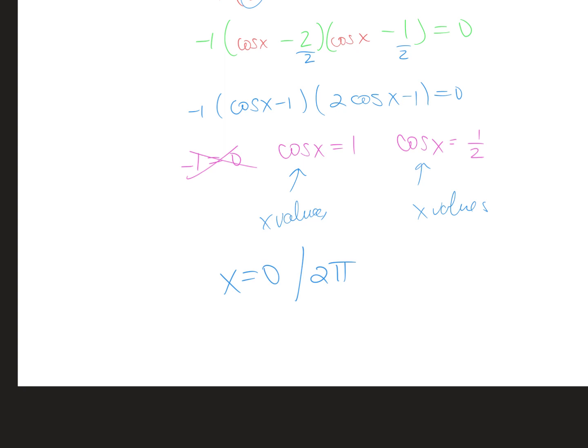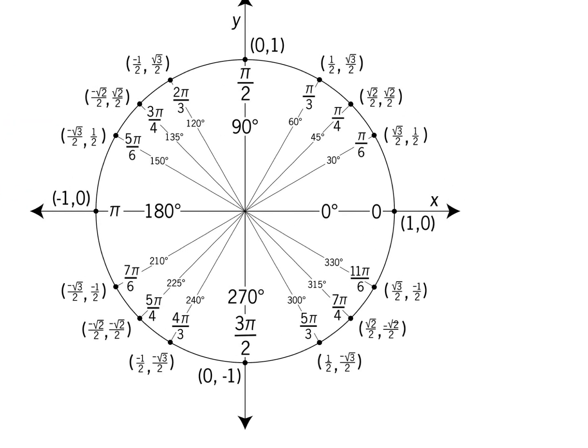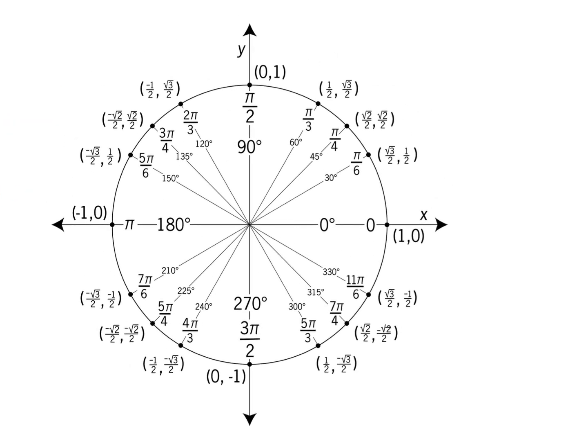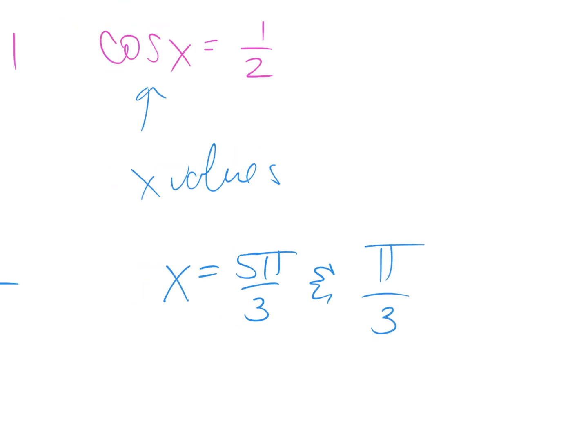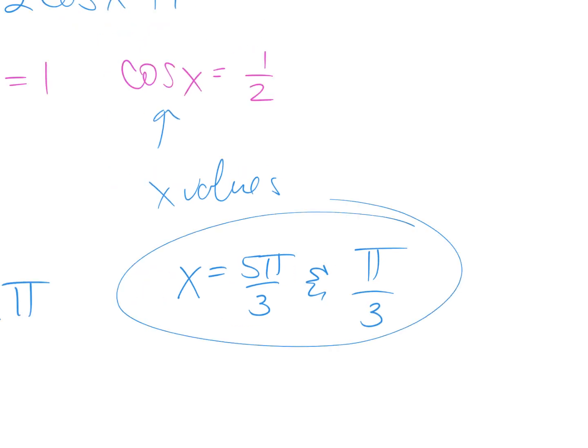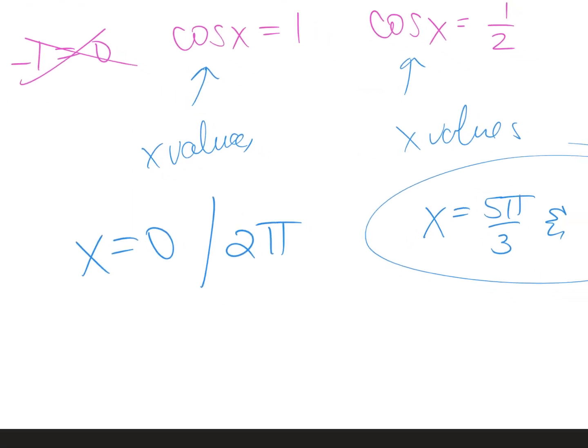And then where are my x values positive 1/2? Say it again. Pi over 3 and 5 pi over 3. Yep. No, you're fine. I was just looking. X equals 5 pi over 3 and pi over 3. Again, what do you notice about those two denominators? They're the same. That's good.